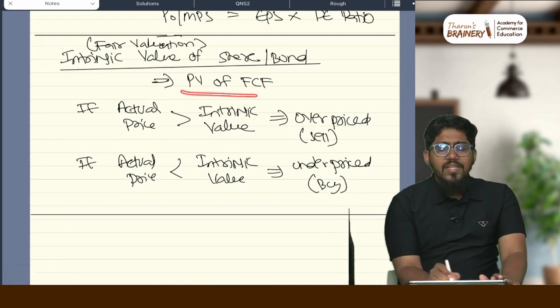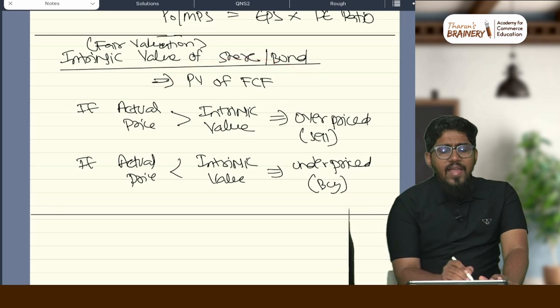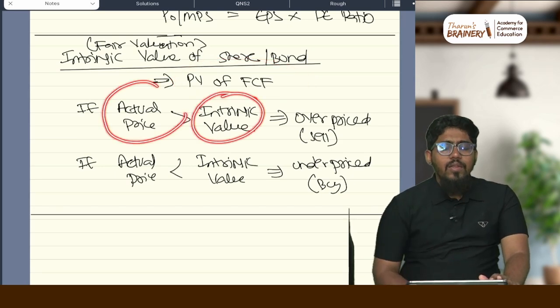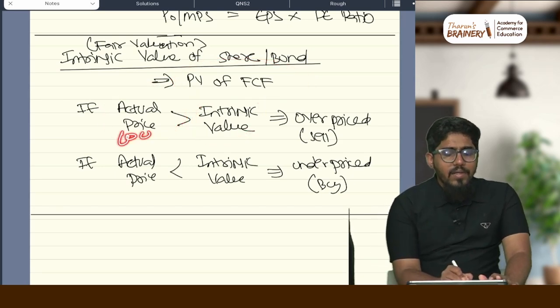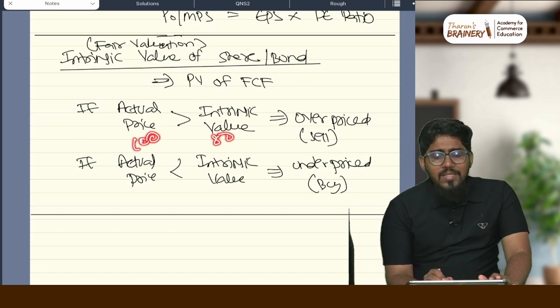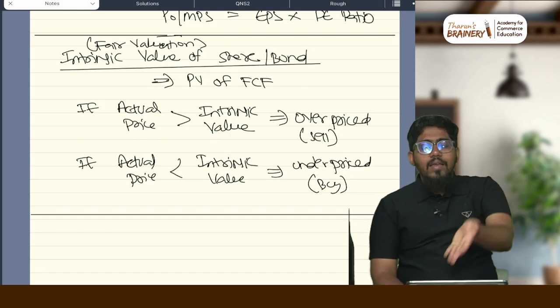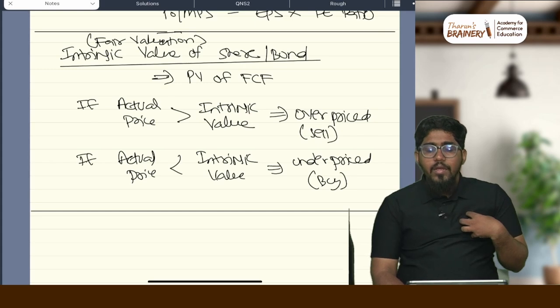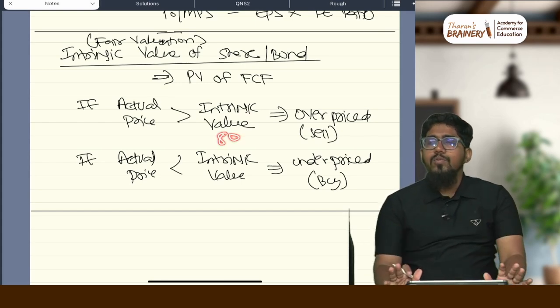Sir, what is fair valuation or what is intrinsic value of the share, sir? Intrinsic value is nothing but present value of the future cash flows. If the actual price is more than the intrinsic value, sir, actual price is 100, intrinsic value is 80, it means that it is overpriced. Intrinsic value is the fair valuation. It is 80, sir, so it is overpriced, you sell.